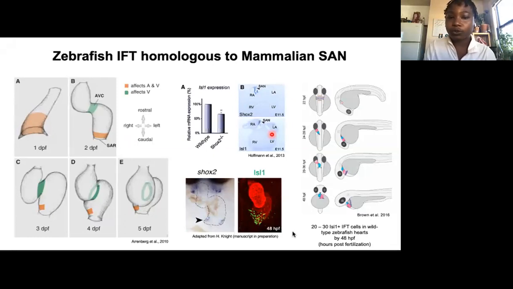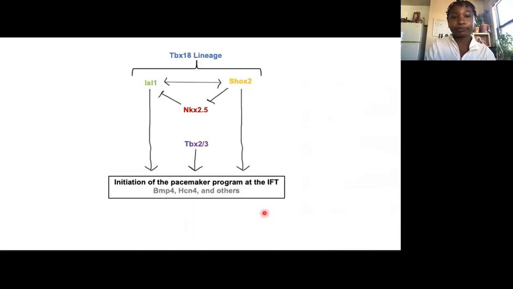In wild-type zebrafish, we see about 20 to 30 islet-1 positive inflow tract cells in the heart. For this presentation, I will refer to them as islet-1 positive inflow tract cells, as islet-1 is a genetic marker for this tissue. So considering the utility of this model, my project aims to understand how the zebrafish heart manages to establish such a functionally important population of cells at such a precise region of the heart.